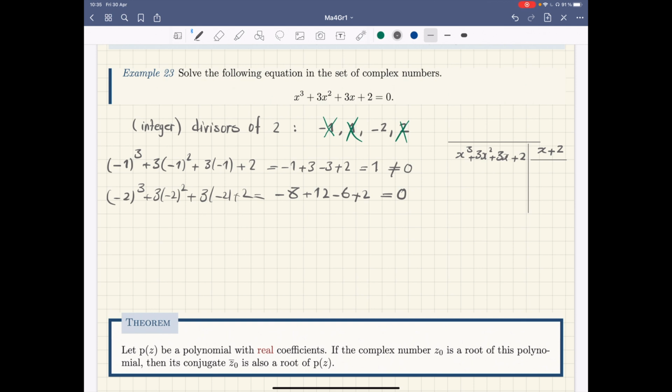Okay, so let us just do it quickly. I put an x squared here, and then I add them. The next one is positive x.